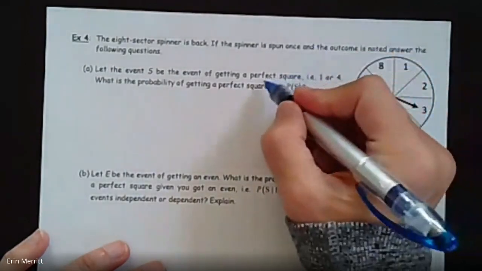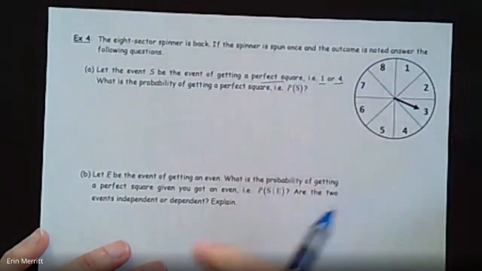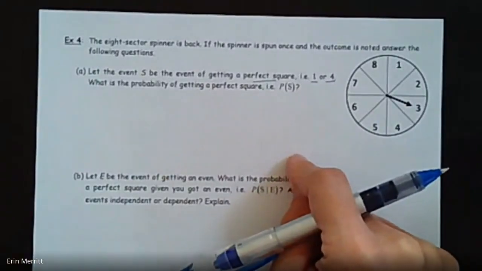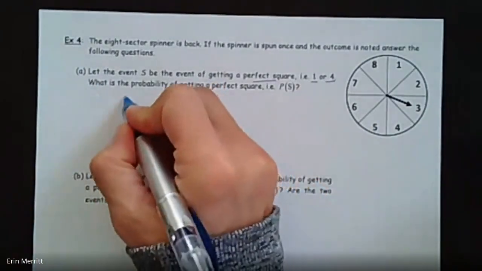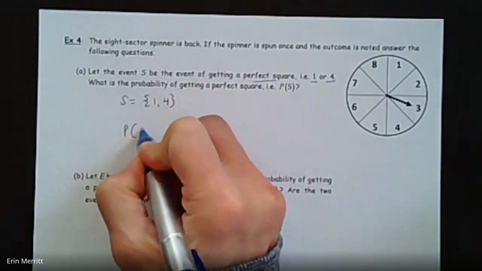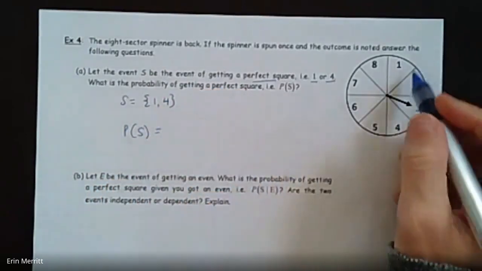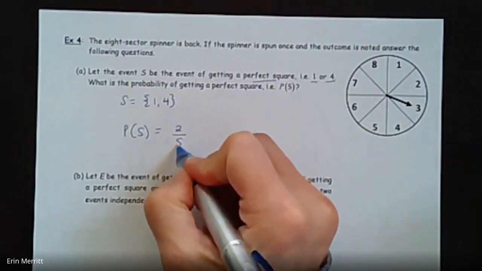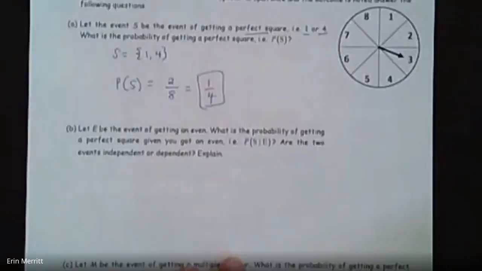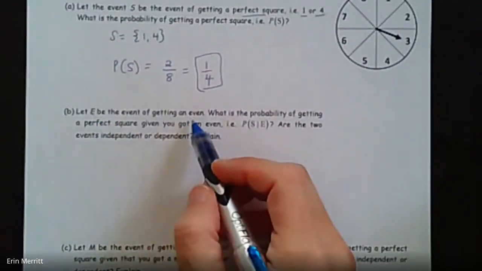Ooh, so perfect squares. You shouldn't have to know what they are. You guys should know what they are. What's the probability of getting a perfect square? All right, so if S itself is 1 and 4, the probability of spinning a perfect square, well, there's 2 of them out of 8 total, so 1/4. Easy, done.